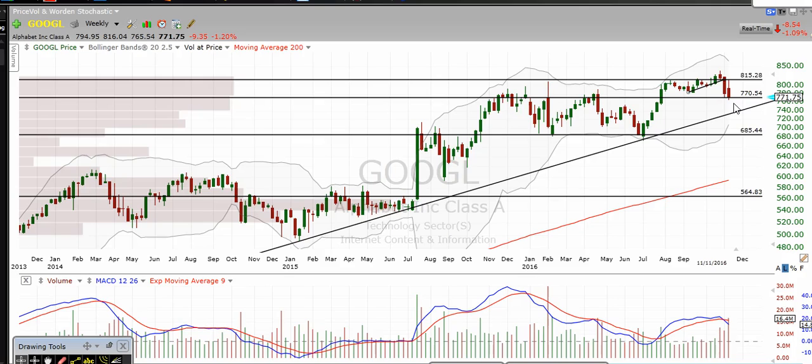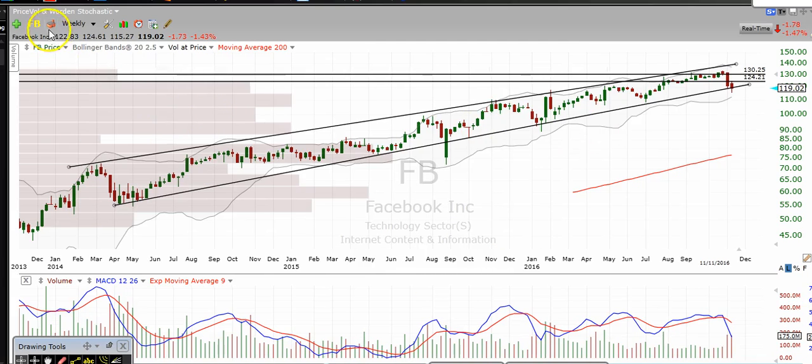Now, if Google breaks this trend line, that's going to be trouble here for Google, okay? So you want to really pay attention to this uptrend line if you're bullish or even if you're bearish on Google, because it's definitely something that will matter. The next one we're going to take a look at is Facebook.